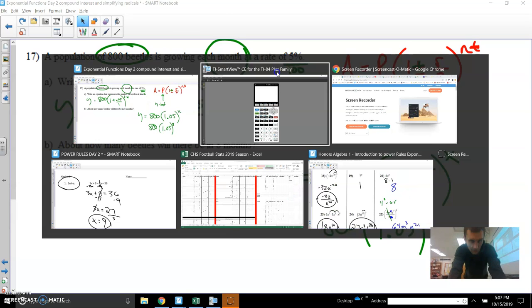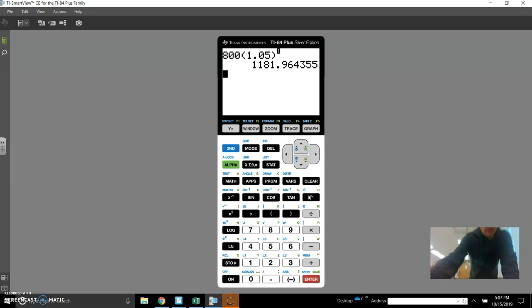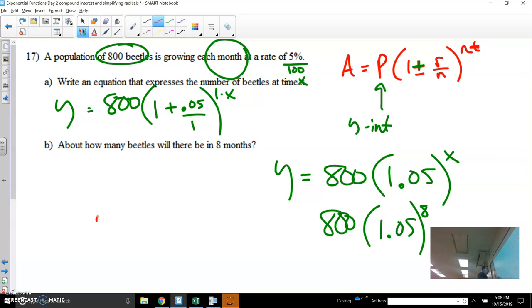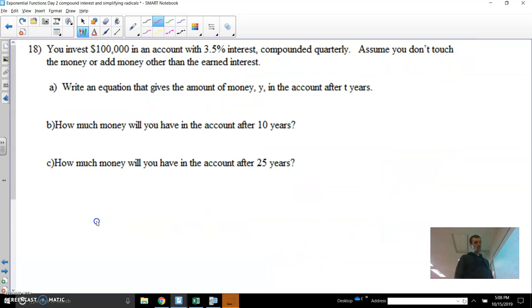So you will need a calculator here. 800 times 1.05 raised to the 8th power. So it looks like there will be roughly 1,182 beetles. I want to round to the nearest whole number here because we're talking about population. We're talking about beetles here, so I don't want 0.9 or even 0.0. I'm just going to say about 1,182, and then why not write the unit? So that is about 1,182 beetles after 8 months.